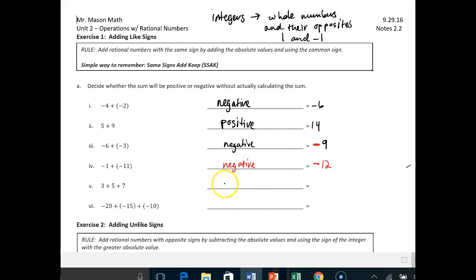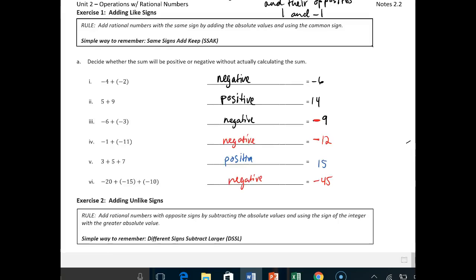3 plus 5 plus 7. It's all going to be positive because they're all positive numbers. And 3 plus 5 is 8. Plus 7 is 15. What about -20 plus -15 plus -10? My answer is going to be negative, obviously, because they're all negative numbers. And I like to do -20 plus -10 is -30, plus -15 gives me -45. Or -20 plus -15 is -35, plus -10 is -45. Either way works. All right, so same signs, add, keep.